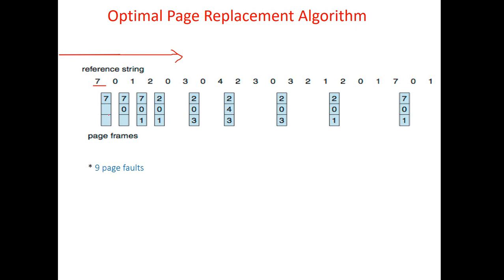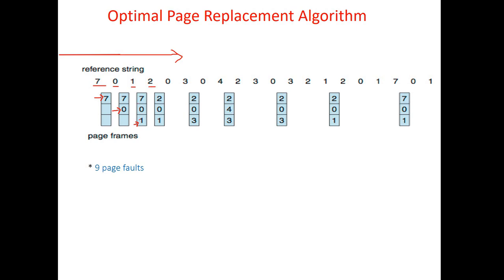Initially, there are three frames available for the process in the main memory. So initially all the three frames are empty. When there is a reference for page number 7, a page fault occurs and it is occupied in an empty frame. Next, reference to page number 0. It is occupied in the next available empty frame. Reference to page number 1. Page fault occurs and it is occupied in an empty frame.